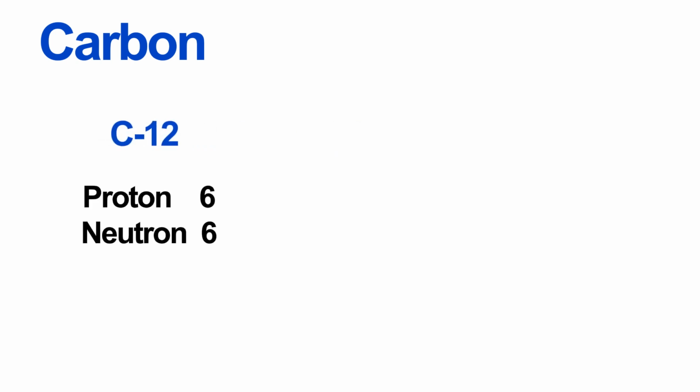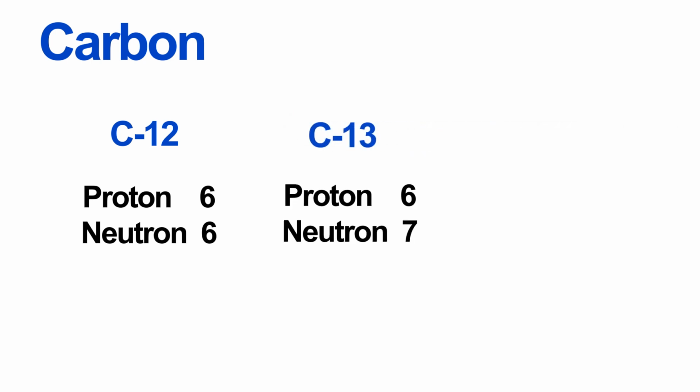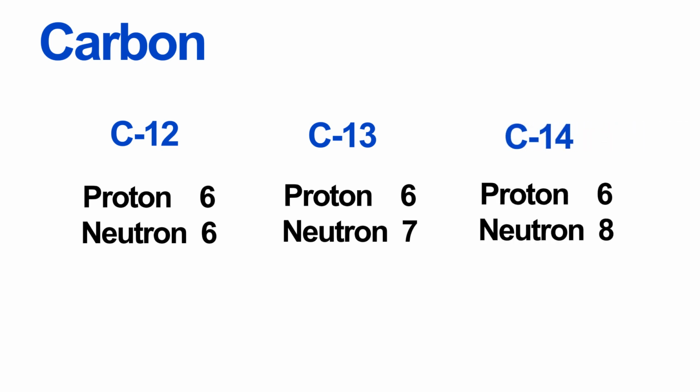Carbon-12, which has 6 protons and 6 neutrons. We call this carbon-12. But some carbon atoms have 6 protons and 7 neutrons, and this is carbon-13. There's even a third isotope, carbon-14, which has 6 protons and 8 neutrons. Even though their atomic masses are different, all 3 of these atoms are still carbon because they all have 6 protons.